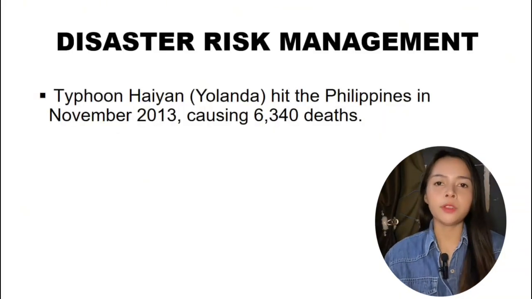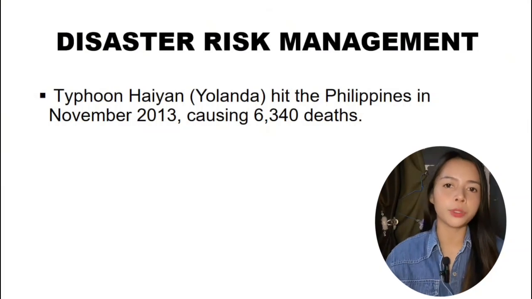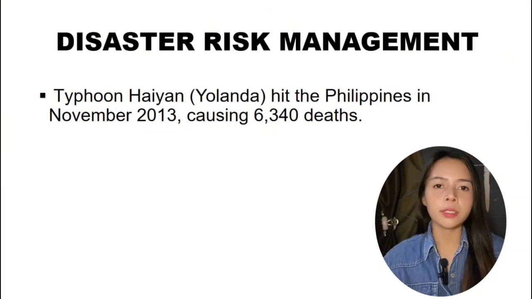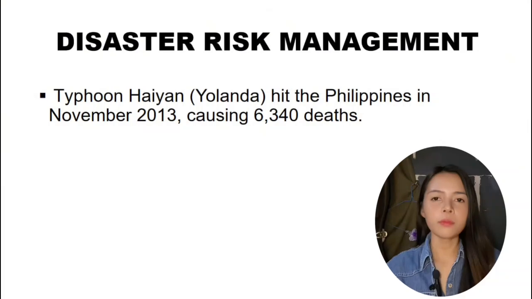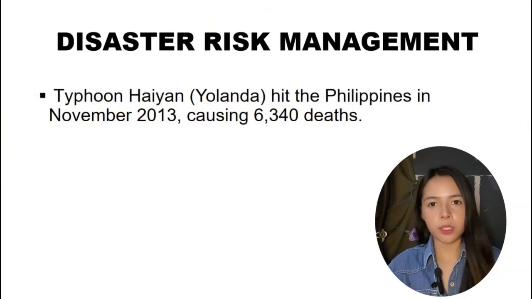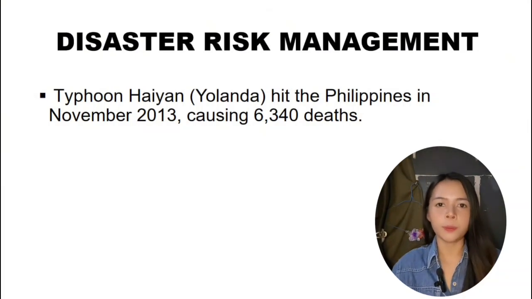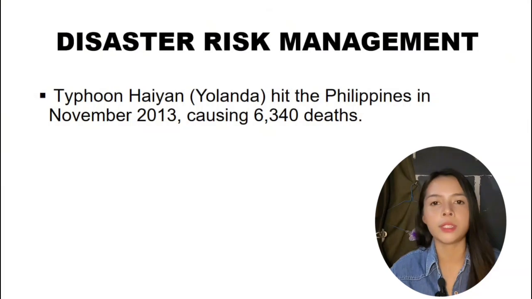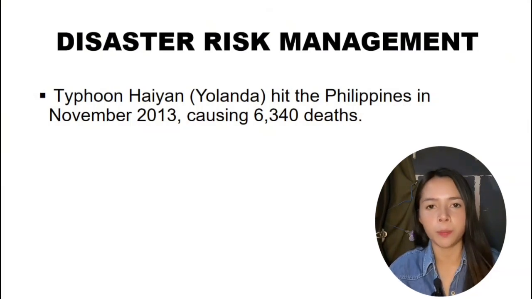Number 1, Typhoon Haiyan or Yolanda hit the Philippines in November 2013, causing 6,340 deaths. Typhoon Yolanda was a very strong typhoon that struck the Philippines in November 2013. It was so powerful that around 6,340 people died. The hardship experienced by the people, especially in the Visayas area, was overwhelming.